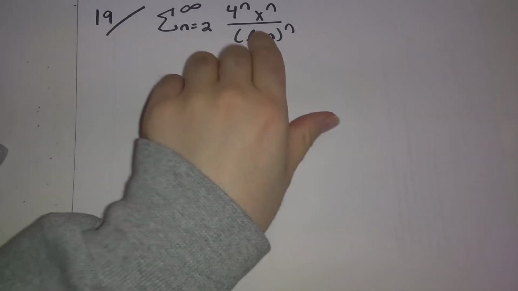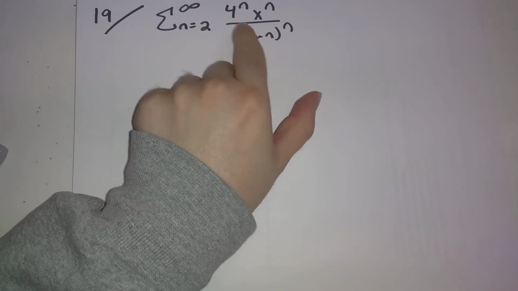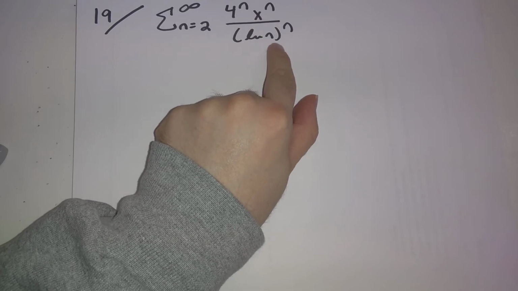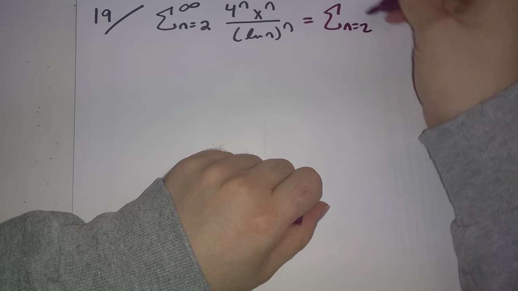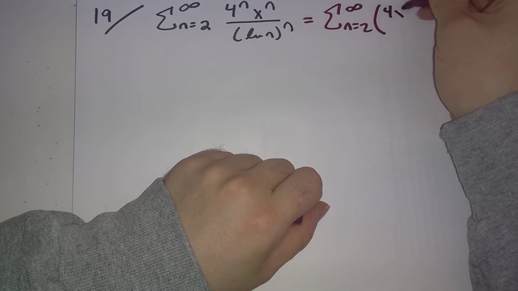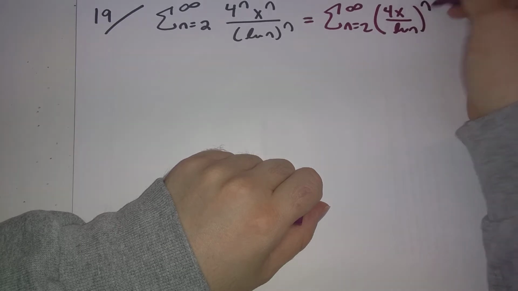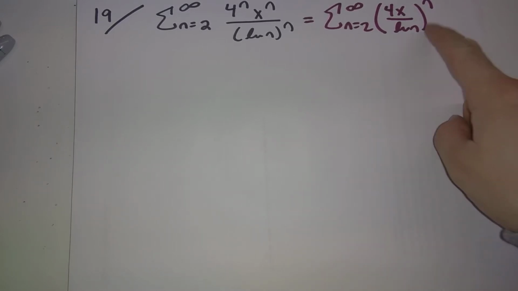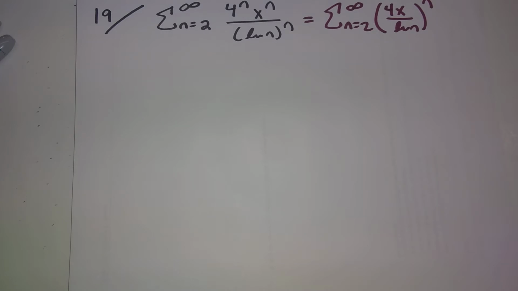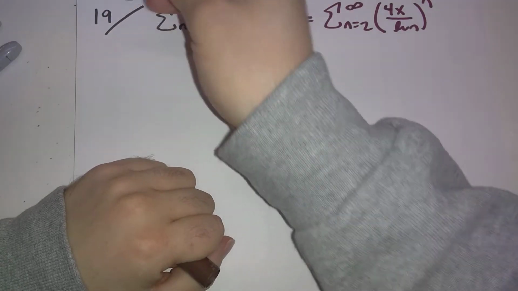However, I note here that every part here, 4 to the n, x to the n, natural log of n to the n, we could rewrite this as the sum of n is equal to 2 to infinity of 4x over natural log of n to the nth power. So this is actually suggestive that we should think about trying to use the root test here. Let's take the nth root of the absolute value of the individual terms here and see what happens. And then take the limit of that.